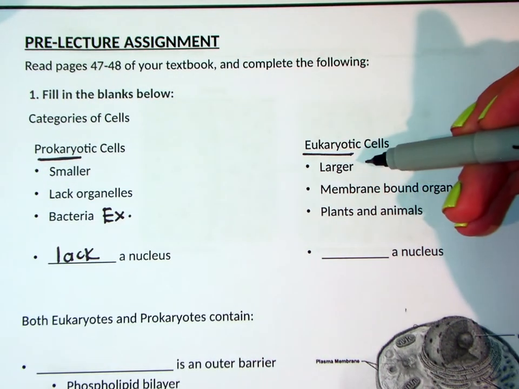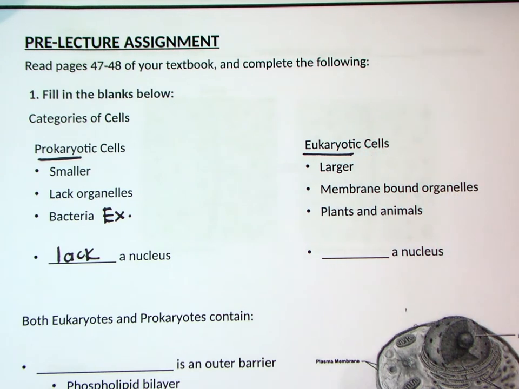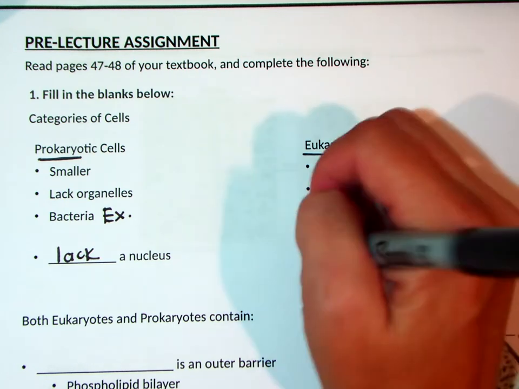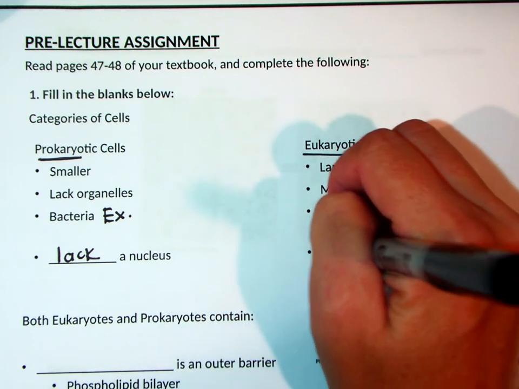So eukaryotic cells, like the ones in your body, are typically larger. They do have those membrane-bound organelles. And again, they're found in plants and animals. And they possess or contain or have a nucleus.